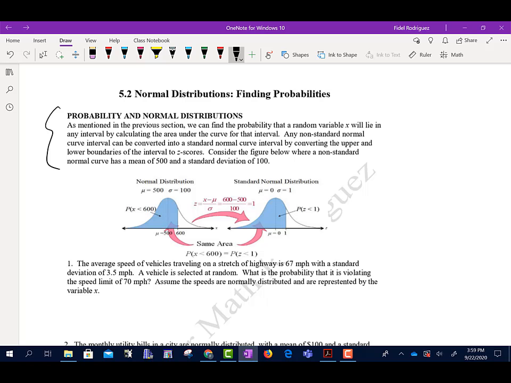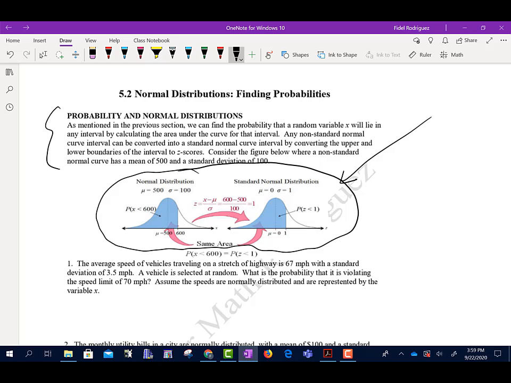It says, consider the figure below where a non-standard normal curve has a mean of 500 and a standard deviation of 100. So, guys, what we're going to be doing here is taking something that has a normal distribution and converting it to the standard normal distribution, because this one is uniform and we can find different probabilities. As long as we have a normal distribution, we can convert everything into what we call z-scores, and z-scores are used in the standard normal distribution.